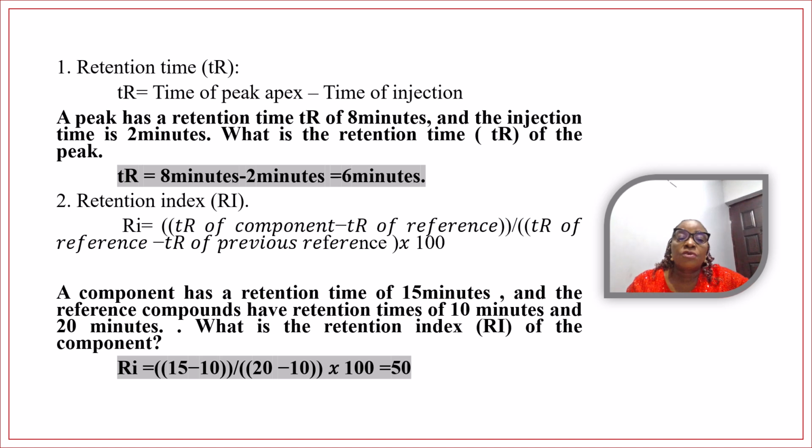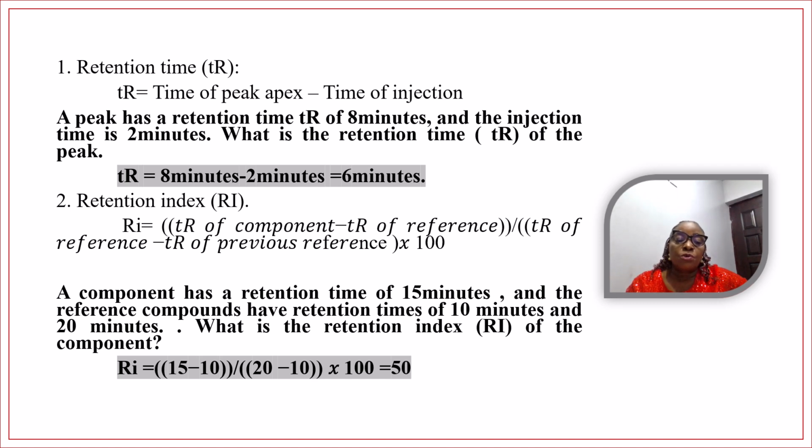We know that the retention time is very important in GC, and the retention time is the time taken for a component to pass through the column. The retention time is equal to the time of peak apex minus time of injection. For example, if you have a peak retention time of 8 minutes and the injection time is 2 minutes, what is the retention time of the peak? It is just taking those values and applying them to the formula: retention time equals 8 minutes minus 2 minutes. It will give us 6 minutes.